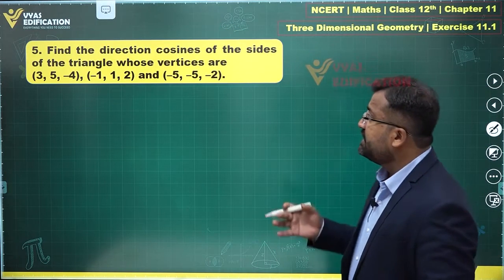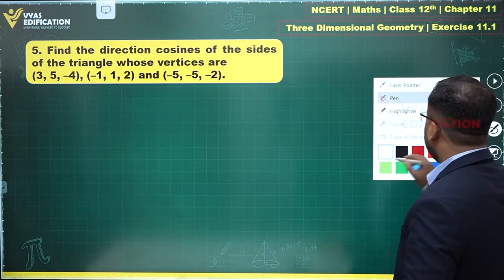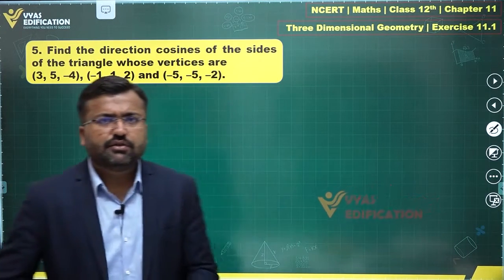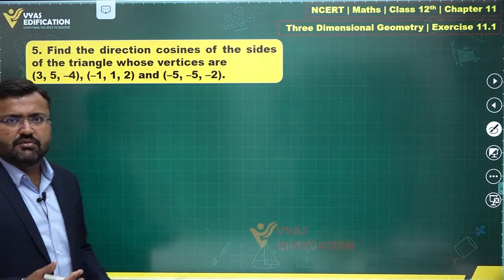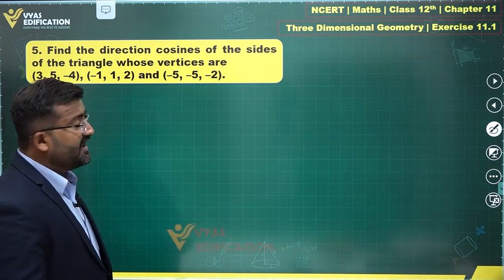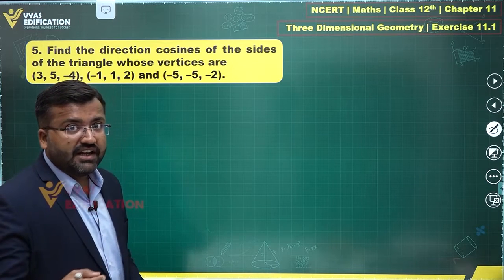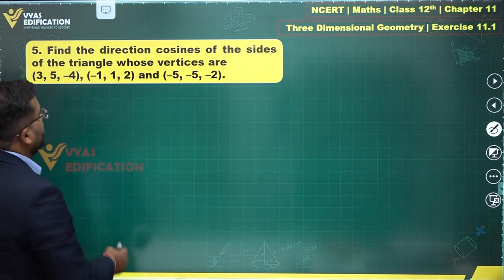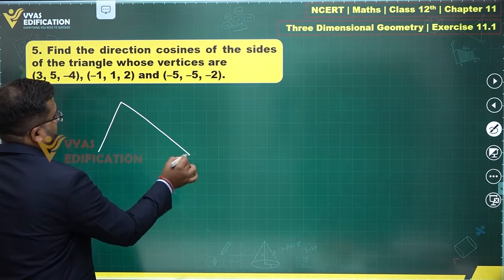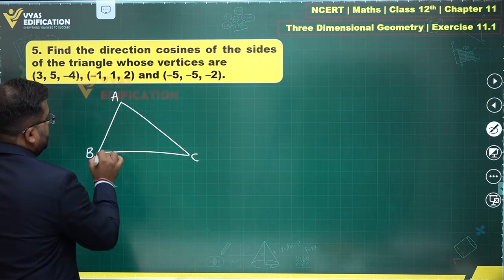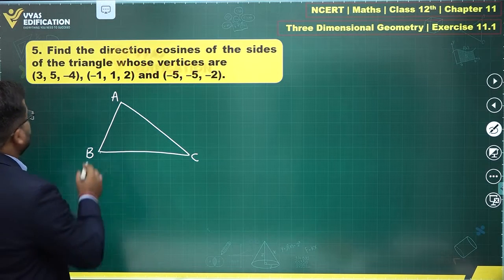Question number 5 says, find the direction cosines of the sides of the triangle whose vertices are this. The direction cosines are not difficult. x2 minus x1, comma, y2 minus y1, comma, z2 minus z1 are the direction ratios. And from the direction ratios, you can find the direction cosines easily, right? Let me first mark the triangle with vertices A, B and C as this.